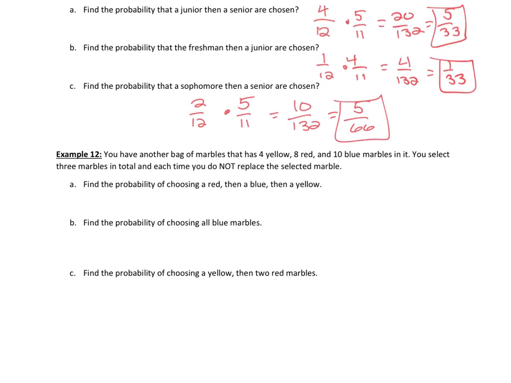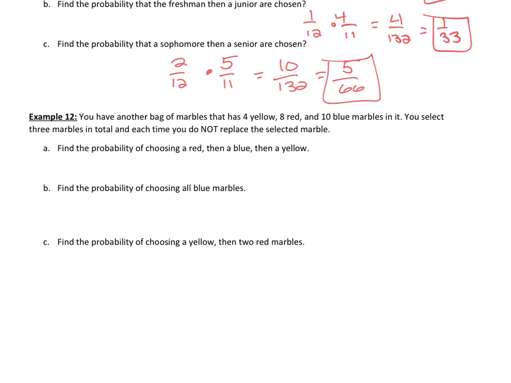All right. Same thing's going to apply here when we now add an extra element. If you have a bag of marbles that has 4 yellow, 8 red, and 10 blue, you select 3 marbles in total, and each time you do not replace the selected marble. So when we look through each of these, the first thing we're going to be looking at is how many marbles there are. That looks like 22.